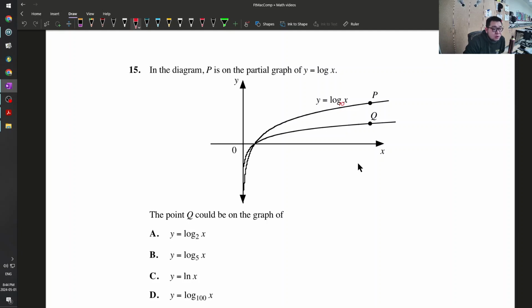So if I want to compress a graph a little bit more, flatter, then I have to increase the base value, right? Because if you look at the base values here, 2, 5, this is log base e, which is log base 2.718, right? So all three of these are less than 10. So the only one that is bigger than 10 is 100. So the bigger your base is, the flatter and more compressed your graph will be. So 15 will be D.